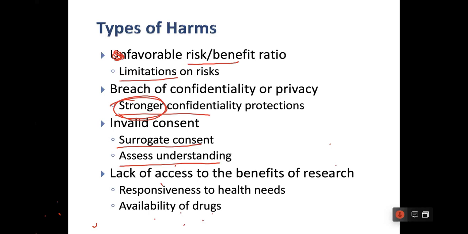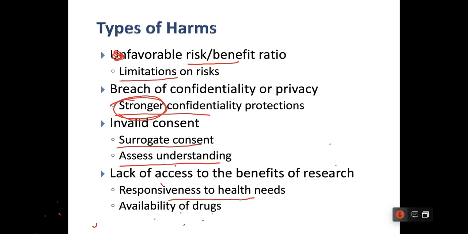And then this last one, lack of access to the benefits of research. People who lack access to healthcare, if we want to enroll those individuals in our research, we want to make sure that that study is uniquely responsive to the healthcare needs. Actually, we'll talk more about this when we talk about international research and whether one way to not exploit people in low and middle income countries is that we want to make sure that the research is unique to their needs.